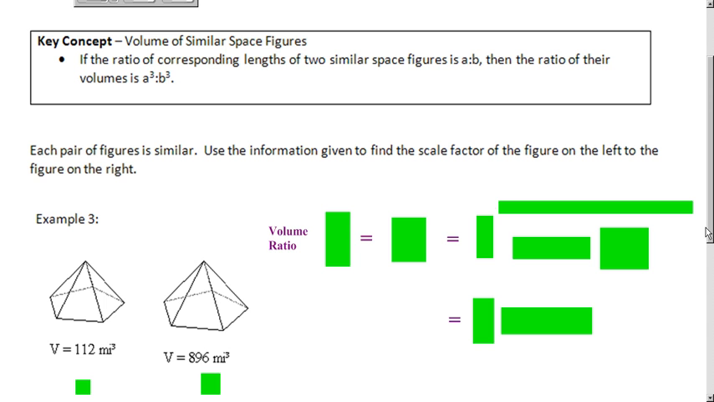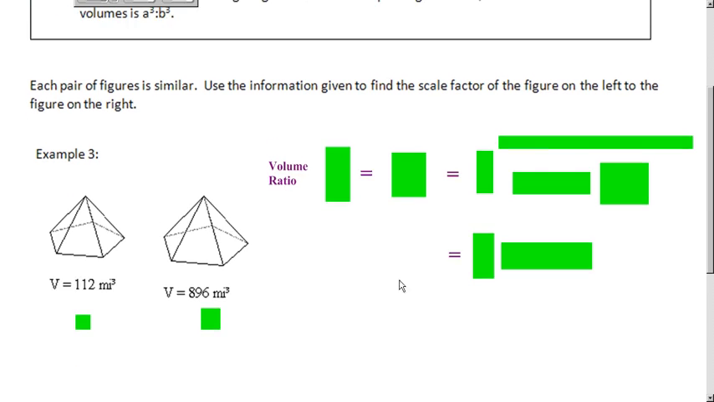So down here in example 3, it says each pair of figures is similar. We already know they're similar, which means that they would have the same scale factor. It says use the information given to find the scale factor of the figure on the left to the figure on the right. So again, I started out and labeled my figures A and B. I notice here that this is a volume measure regarding the cubed factor. So I am dealing with the volume ratio. Volume ratio is A cubed over B cubed.